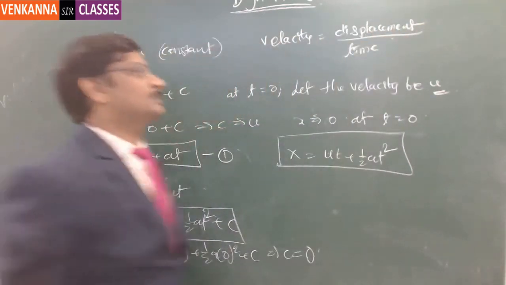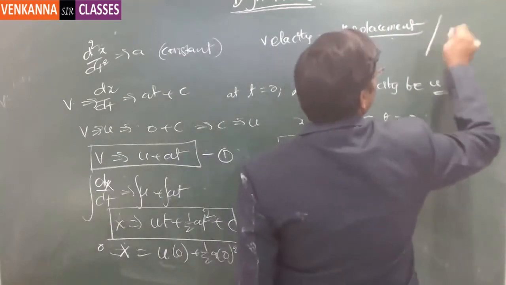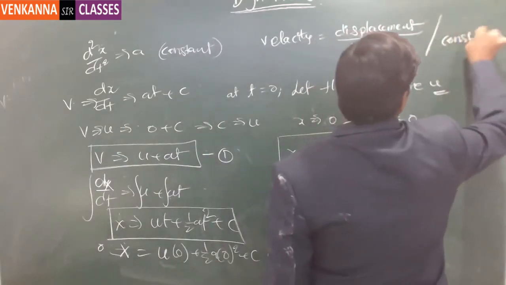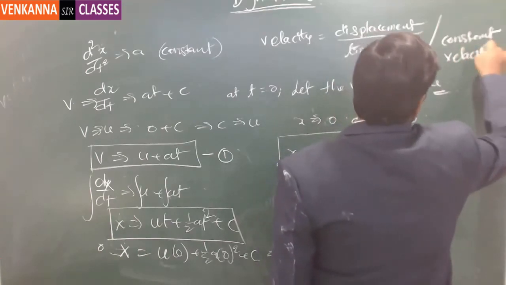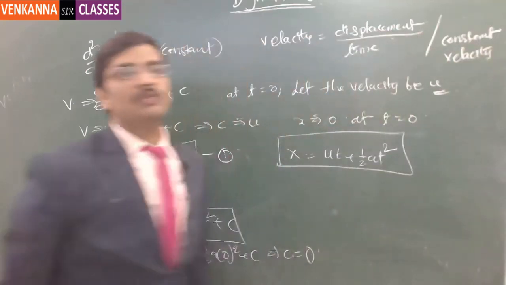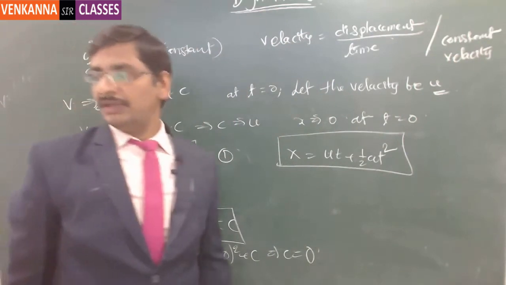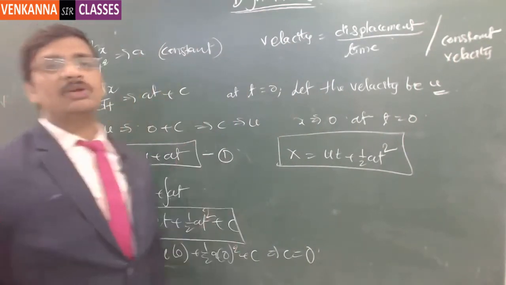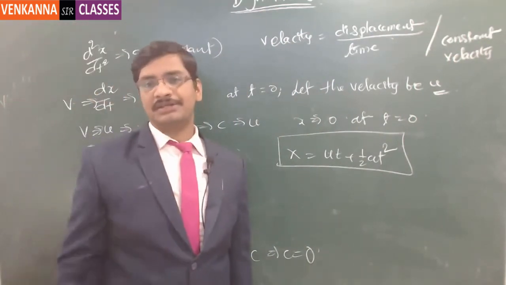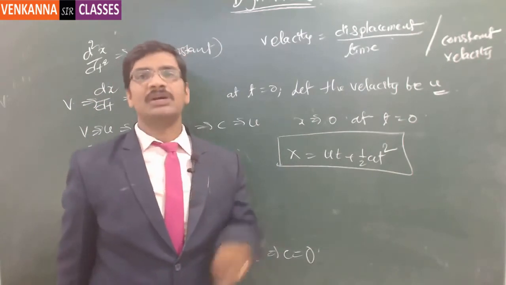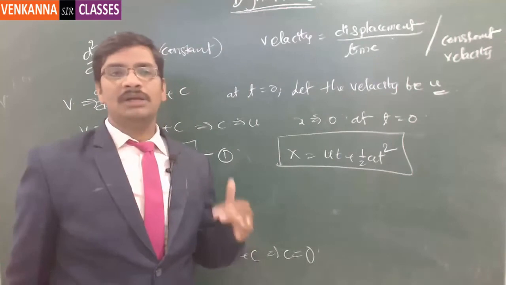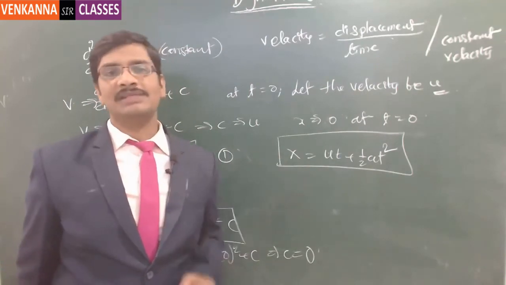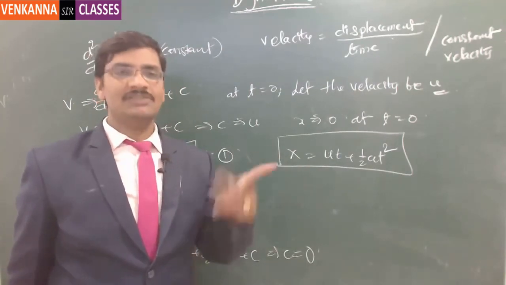Velocity is equal to displacement over time in the case of constant velocity. If the particle is moving with a constant acceleration, then the velocity is continuously changing, because it is an acceleration, that too a constant acceleration. That means you keep on increasing the velocity. Obviously, the velocity at the start versus after 10 seconds will be completely different.